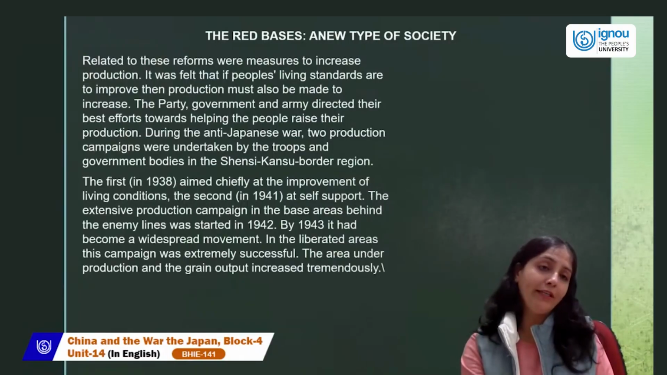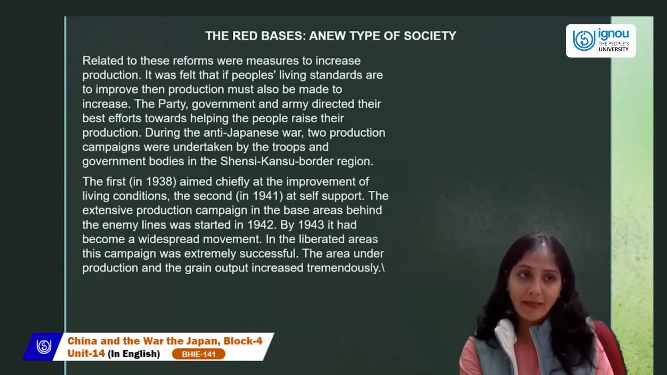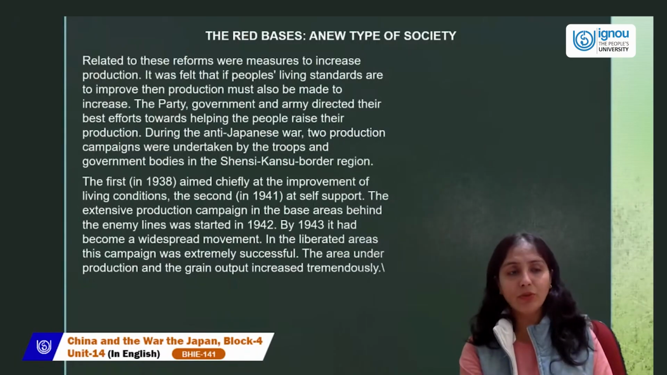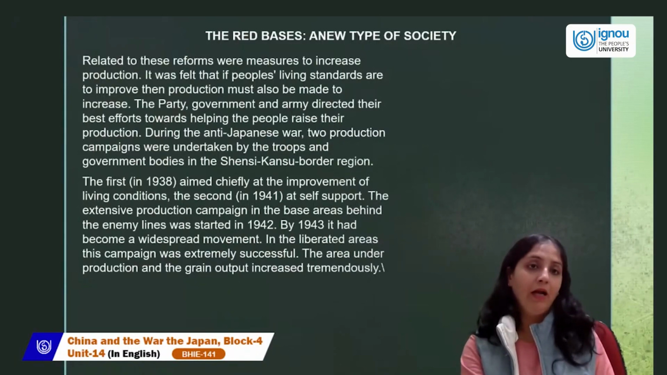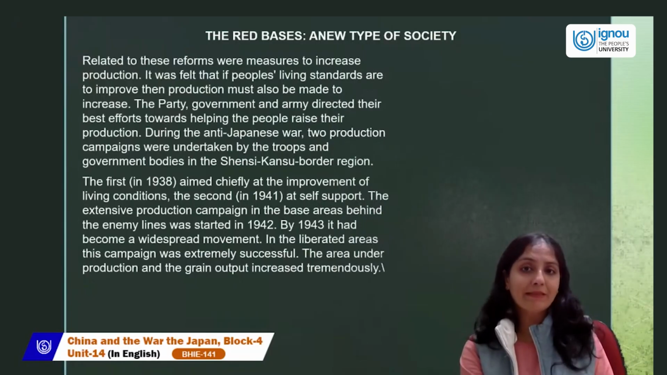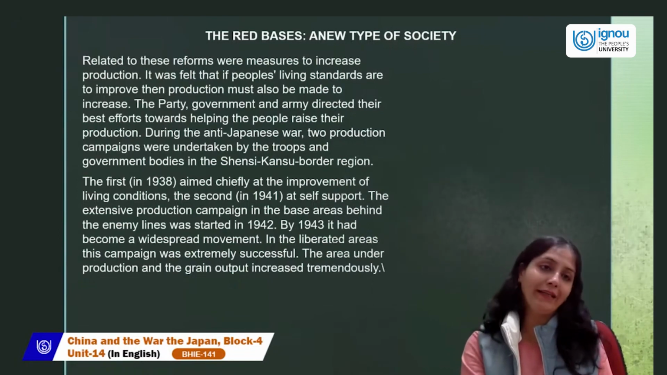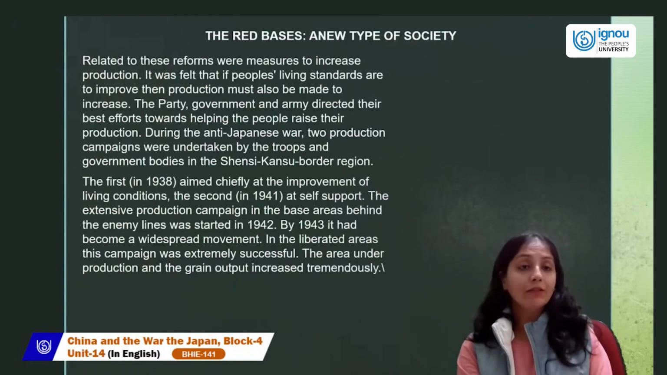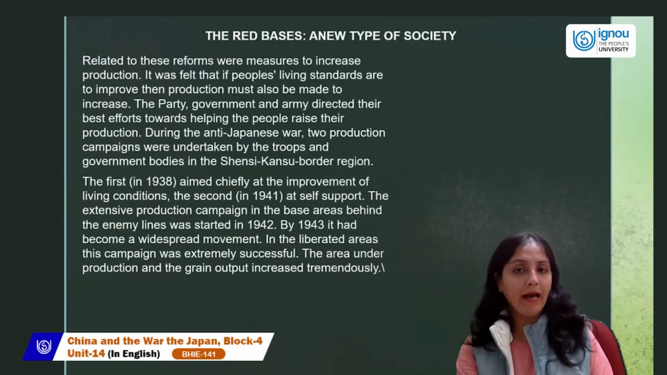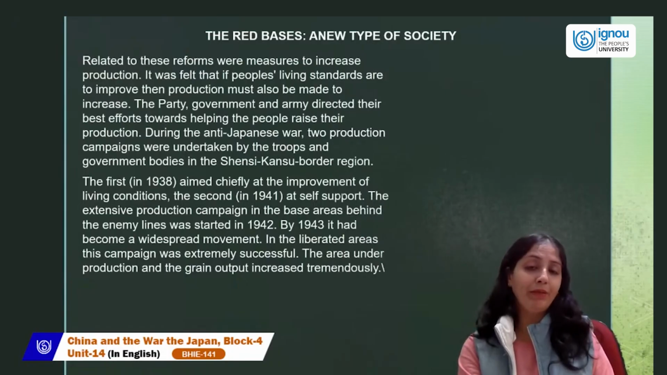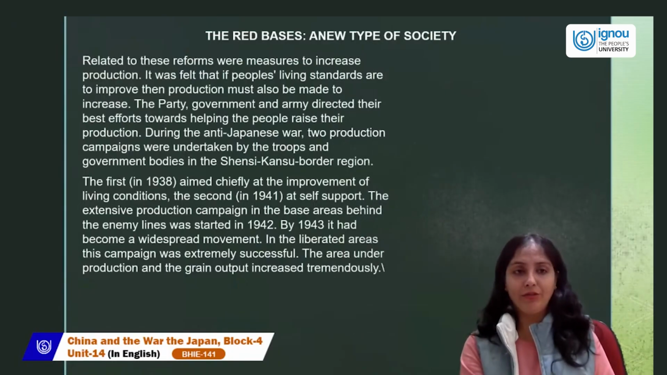Next are the red bases, a new type of society. What type of society were they making in China at that time? Related to these reforms were measures to increase production. It was felt that if people's living standards were to improve, then production must also increase. And the party, government, and army directed their best efforts towards helping the people raise their production.